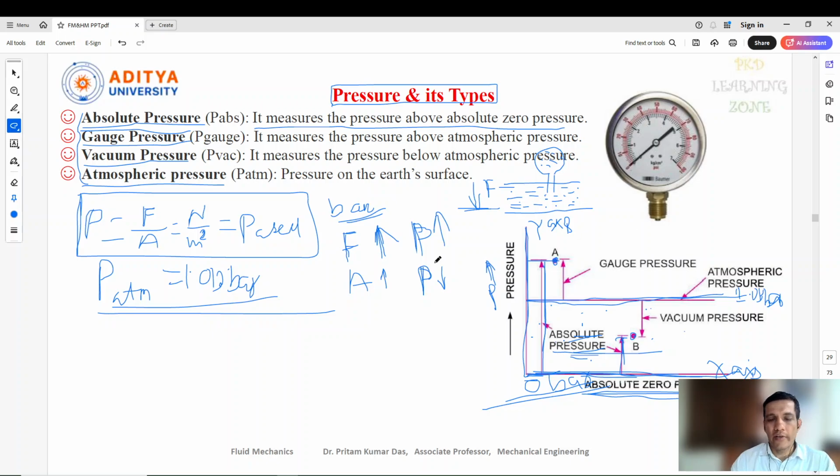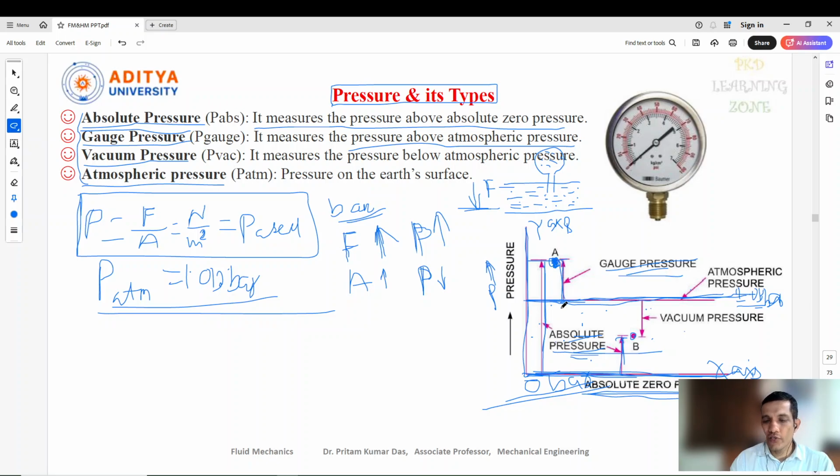Now the next one is gauge pressure. Gauge pressure is the pressure measured above the atmospheric pressure. Here we have seen absolute zero pressure, and this is our atmospheric pressure, P atmospheric, that is 1.013 bar. The pressure which exists above the atmospheric pressure, suppose for the same point A, the value from this atmospheric level to point A, is called gauge pressure.